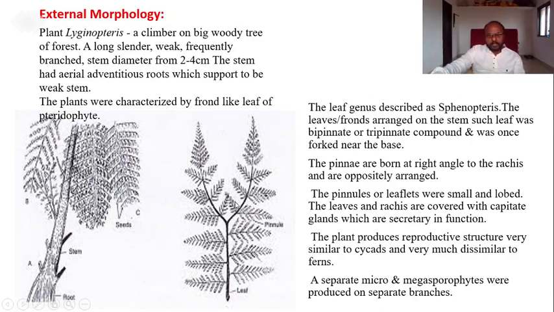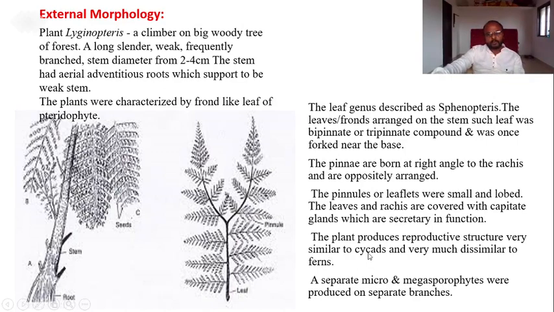The pinnae are born at right angle. So here, this is the pinna, which is born at right angle to the rachis and is oppositely arranged. The pinnules, or leaflets, are very small and lobed. The leaves and the rachis are covered with capitate glands, and this capitate gland is the diagnostic character of Lyginopteris. The capitate gland is secretory in function.